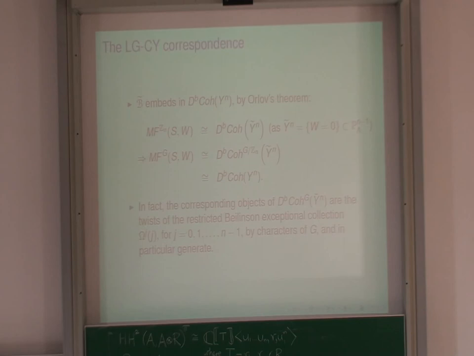It turns out that the objects corresponding to these twists of O0 under Orlov's correspondence are exactly the twists of the restrictions of the balanced exceptional collection by characters of G, and in particular they generate a category of coherent sheaves. So now I've equated this A model and B model, shown that the two categories we've equated generate everything. So this completes the proof of the theorem.